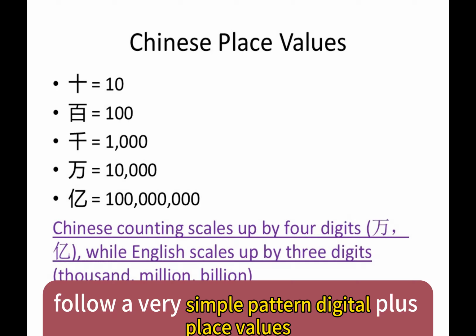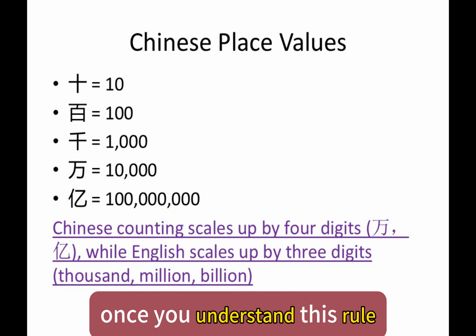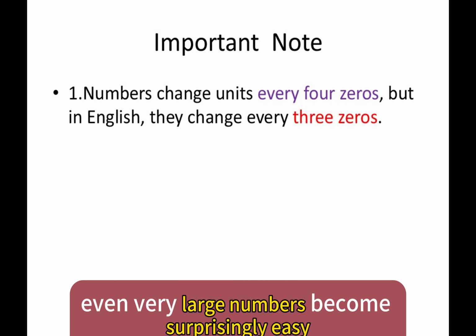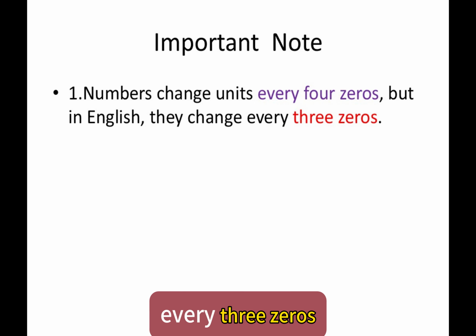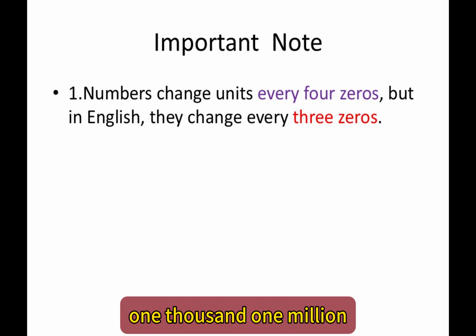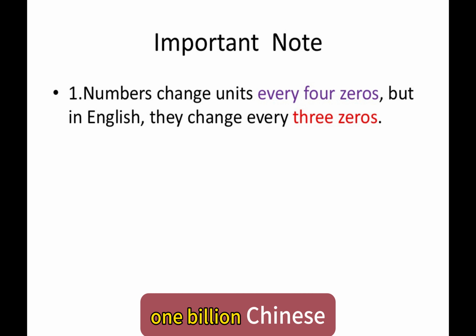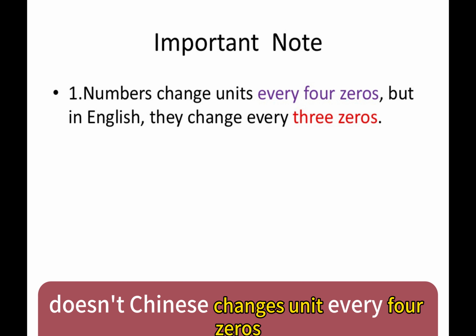That's really all you need. Chinese numbers follow a very simple pattern: digit plus place value. Once you understand this rule, even very large numbers become surprisingly easy. Here is the biggest difference between Chinese and English. English changes units every 3 zeros: 1,000, 1 million, 1 billion. Chinese doesn't. Chinese changes units every 4 zeros.